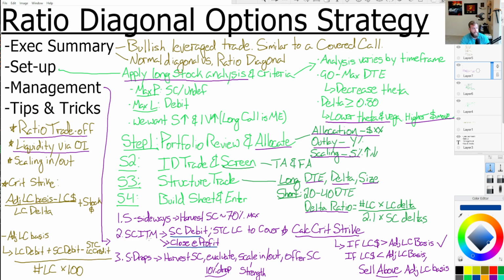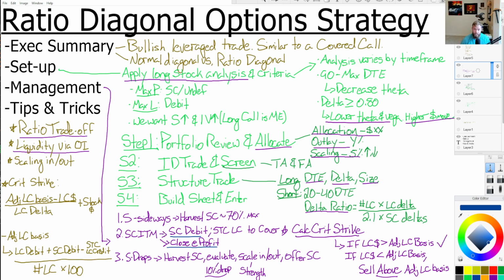So what I mean by that is, if I have short calls that are in the money, I'm going to figure out the debit to close those short calls. Then I'm going to look at and see how many long calls I need to sell in order to cover the cost for those short calls.